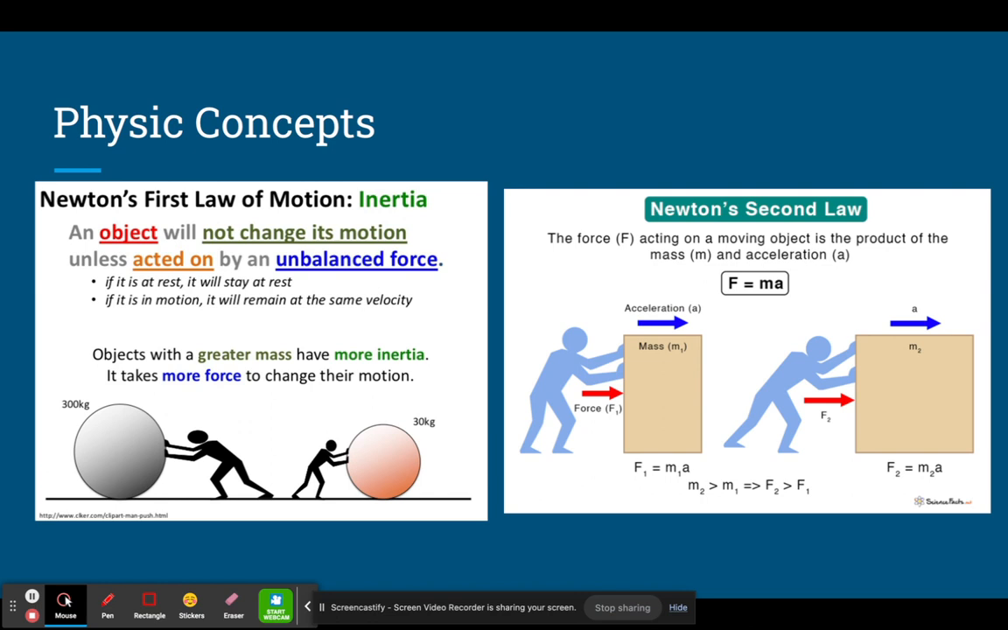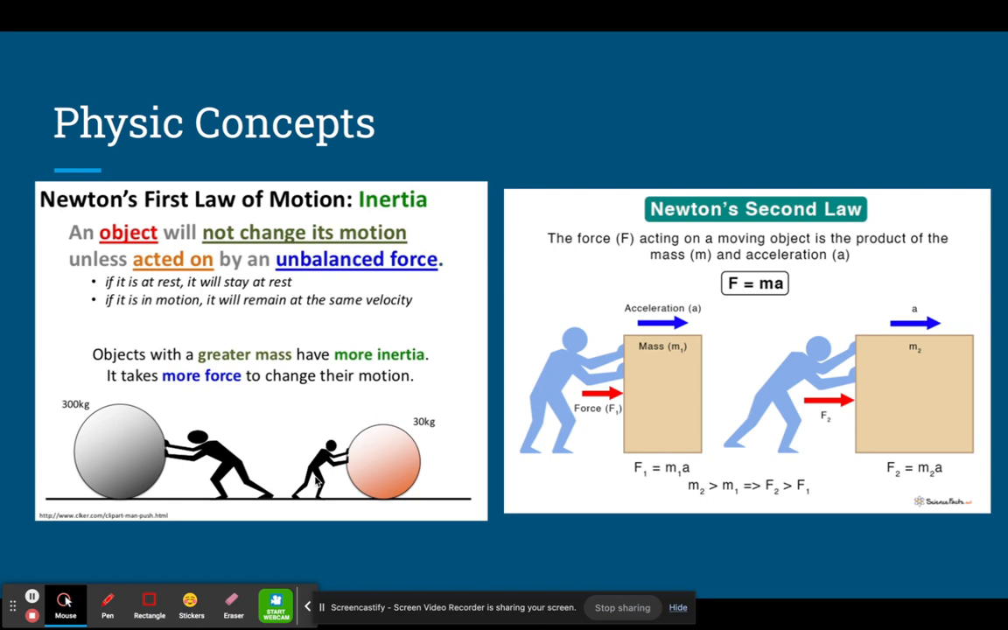So for the physics concepts here, we have Newton's first law of motion, also known as inertia. An object will not change its motion unless acted on by an unbalanced force. If it is at rest, it will stay at rest, and if it's in motion, it will remain at the same velocity. Objects with greater mass have more inertia, and it takes more force to change their motion. And here's a little diagram, as you can see.